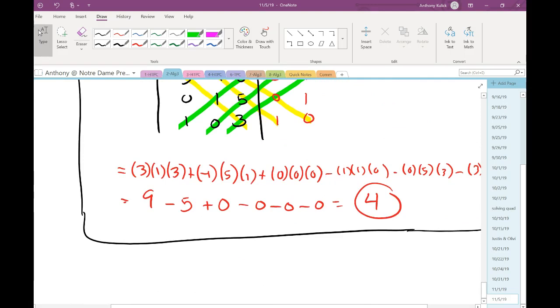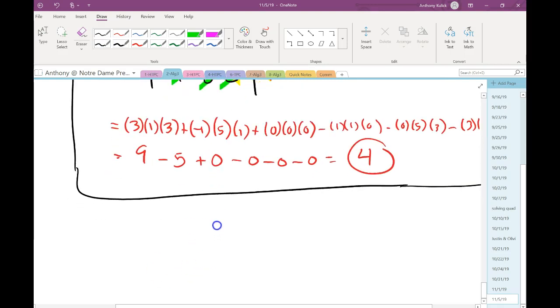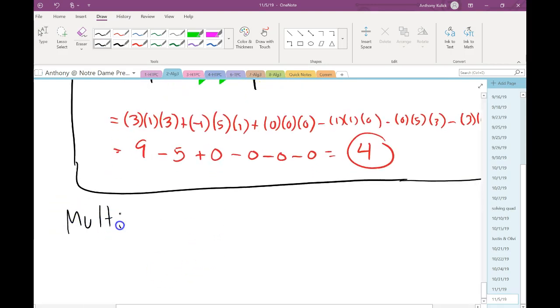Okay. Does everybody feel okay about what we mean by a determinant? It's just another matrix operation, right? Okay. So, let's return back to these multiplicative inverses. The only kind that I'm going to expect you to be able to calculate are the 2x2s.